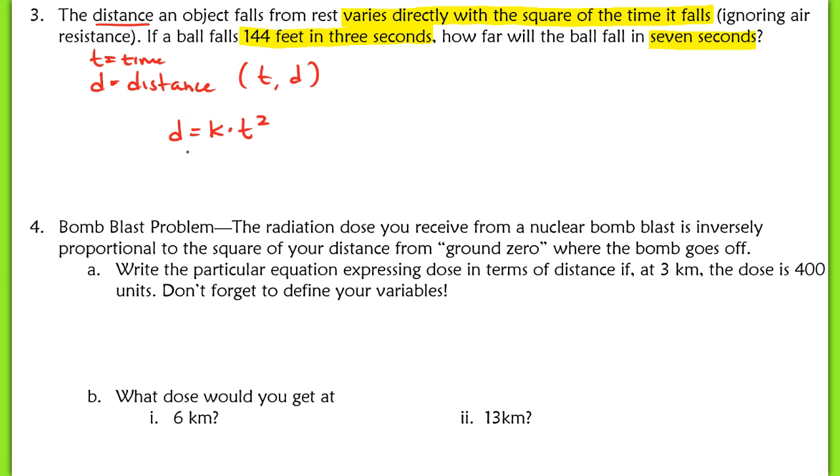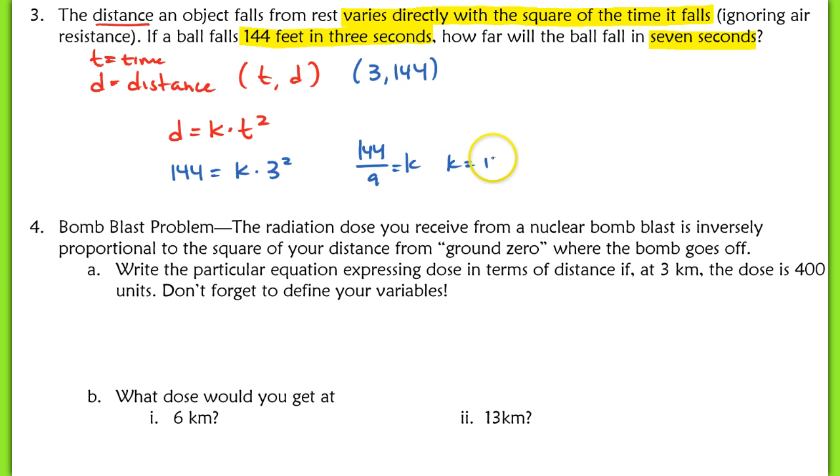Now to find the particular equation, I'm going to use the information that they gave us in the second sentence, which says that the ball falls 144 feet in 3 seconds. So this is an ordered pair here. Now make sure you write the ordered pair in the correct order. This is the ordered pair 3, 144, not 144, 3. So just be really careful and always relate back to how you defined your variables. So we're going to plug in the point 3, 144. So I have 144 equals k times 3 squared. So I need to solve for k here by dividing by 9. So 144 over 9 is k.